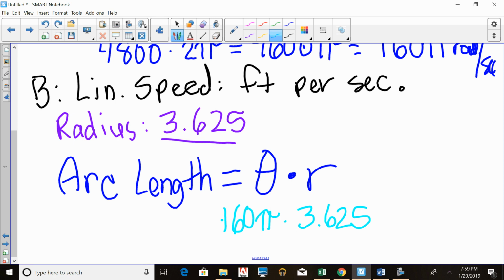And if you take 160 pi times 3.625, you get 1,822.12. This is now what's 3.625? It was 3.625 inches. So this is inches per second.